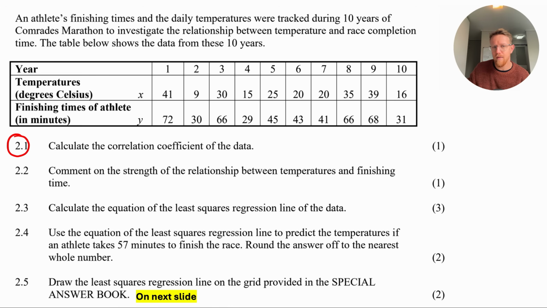So the first question hits us off with calculate the correlation coefficient. So that is the R value, which you do on your calculator. So quickly take out your calculator, put it into stat mode, and then choose the A plus BX option, okay? Now you'll see that there's an X column and a Y column. So here's your X values, here's your Y values, and you're just gonna go enter them. So what I like to do is I enter all of the X values first. So I'll say 41, 9, 30, and then once I'm done, I go back up to the top and I start with the Y values and I do all of those.